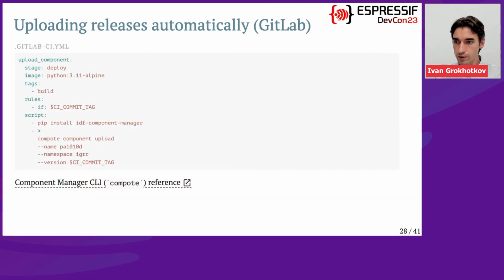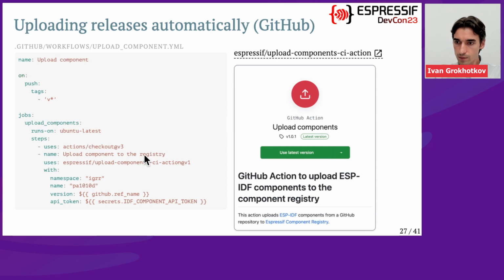We check out the component using the checkout action, and then we use this upload components CI action specifying the namespace, the component name, the version. In this case, the workflow will run only for Git tags, and we are taking the component version from the tag name. And the component API token is the same token that we used when we were uploading the component locally using the CLI.